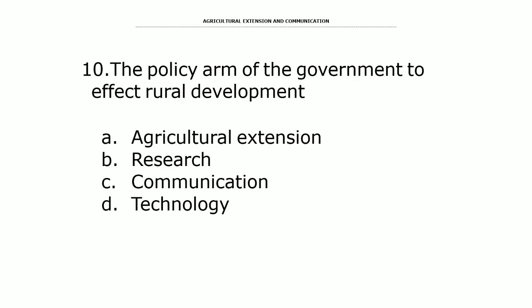Number 10. The policy arm of the government to effect rural development. A. Agricultural extension. B. Research. C. Communication. Or D. Technology. The answer is Agricultural Extension.